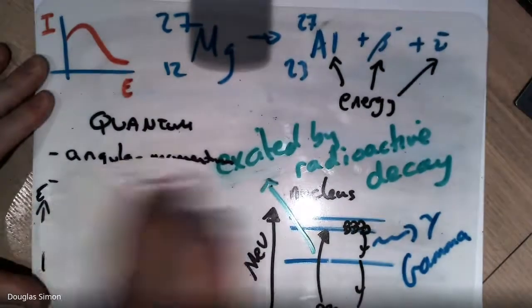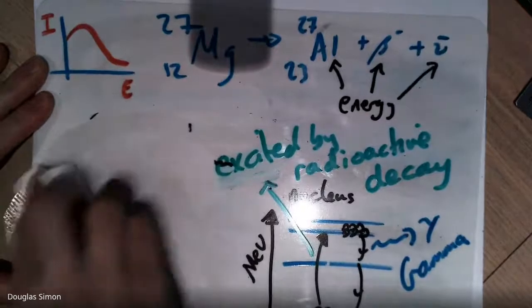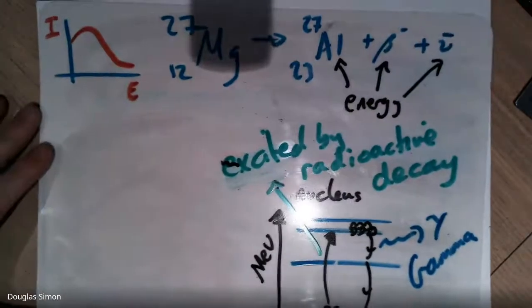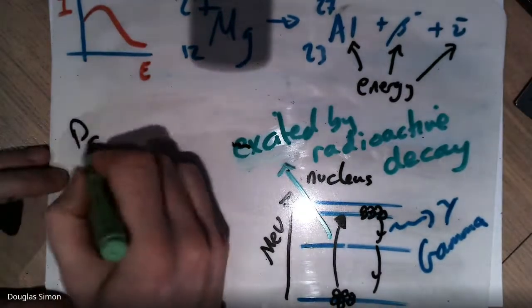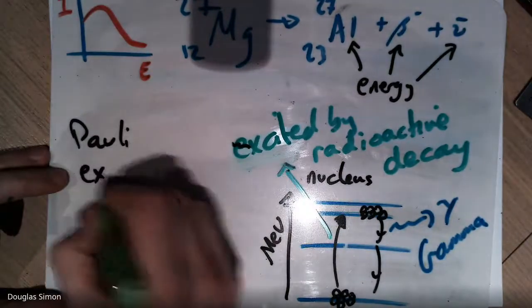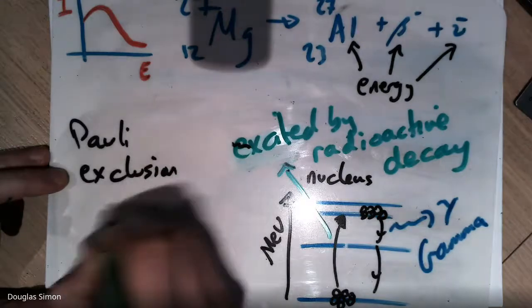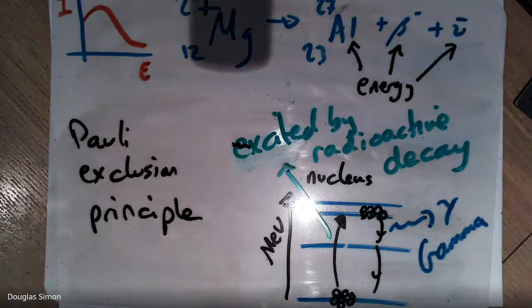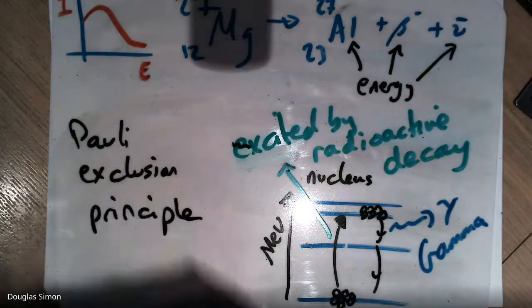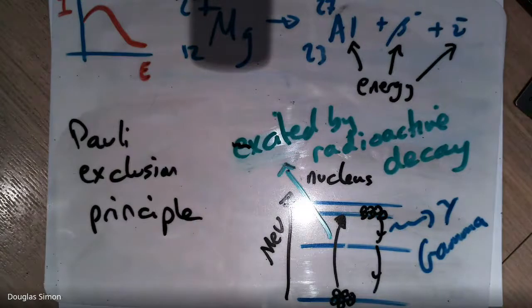Another perhaps better explanation, but again, it relies on more knowledge, is something called the Pauli exclusion principle, which basically states that you can never have two particles that are exactly the same in the same place at the same time if they are a certain kind of particle.